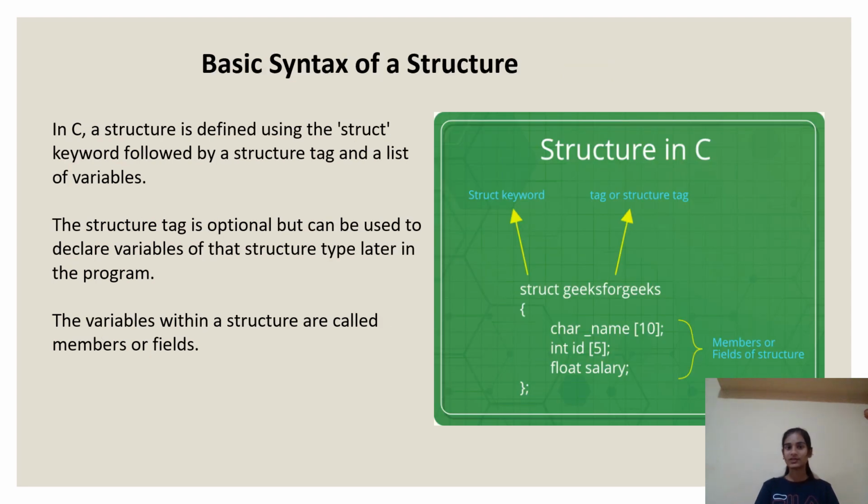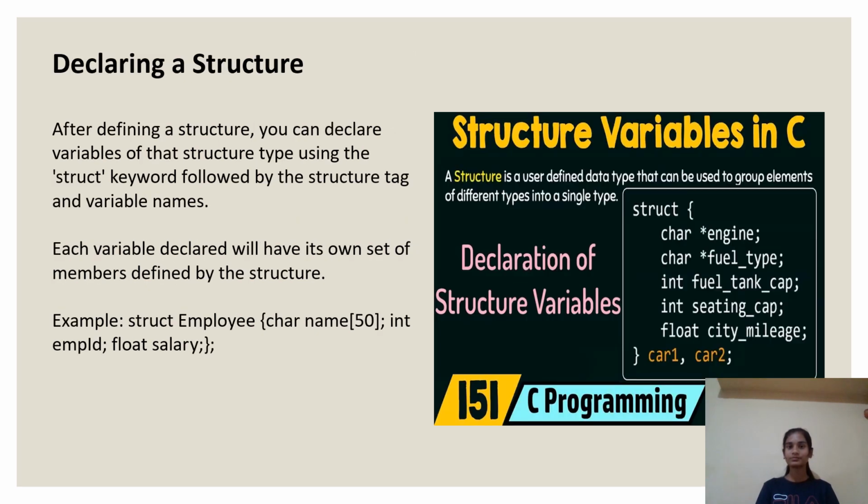Basic syntax of a structure. In C, a structure is defined using the struct keyword followed by a structure tag and a list of variables. The structure tag is optional but can be used to declare variables of the structure type later in the program. The variables within a structure are called members or fields.